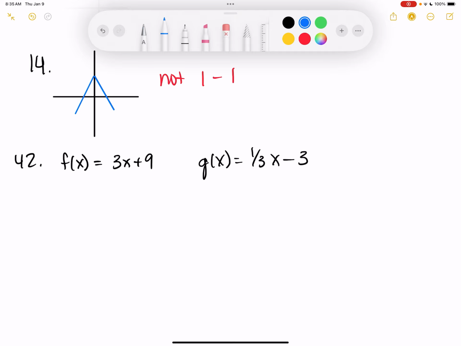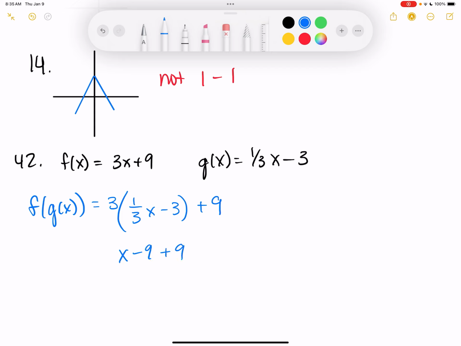All right, so to determine inverses, we do the two composite functions. So the first one's going to be f of g of x, which is going to be anywhere there's an x in f of x, we're putting this function g of x. So this is going to be 3 times this whole piece here. So 1/3 x minus 3, and then plus 9. So the 3's here cancel, so I'm left with x. 3 times negative 3 is negative 9 plus 9. So this comes out to be equal to x. So we're good that way.